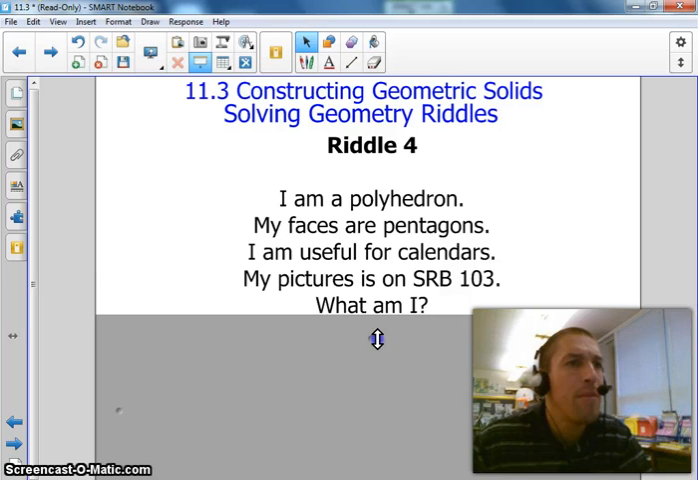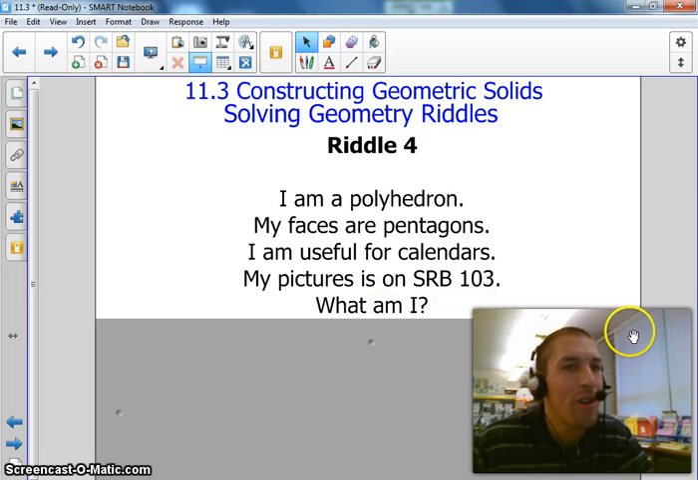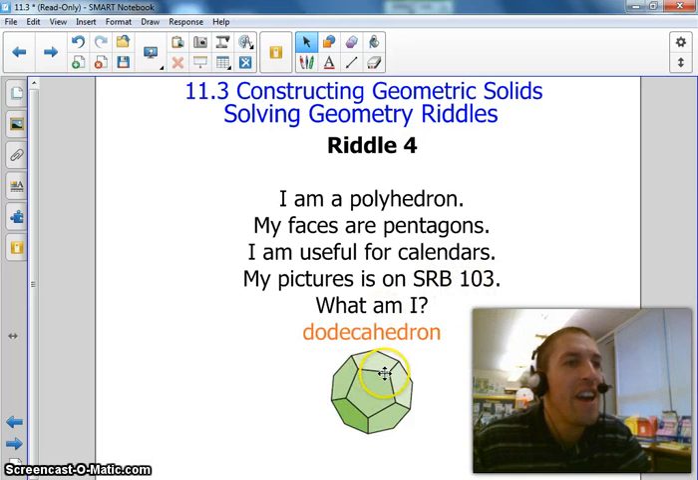Riddle 4. I'm a polyhedron. All my faces are pentagons. I'm useful for calendars, and this doesn't help you at home, but my picture's on page 103. What am I? A dodecahedron.